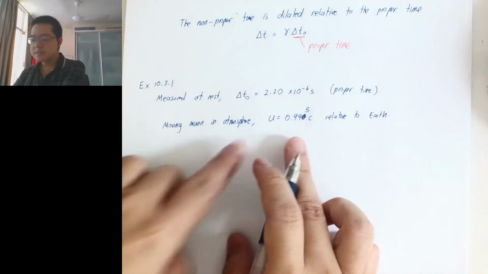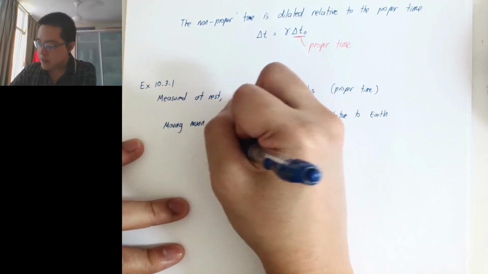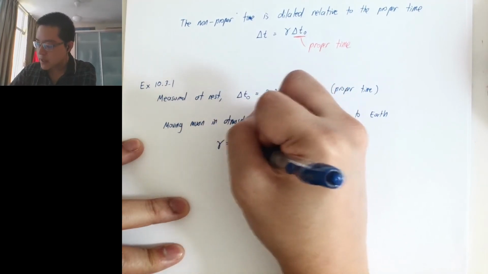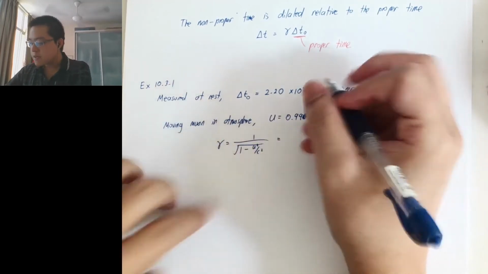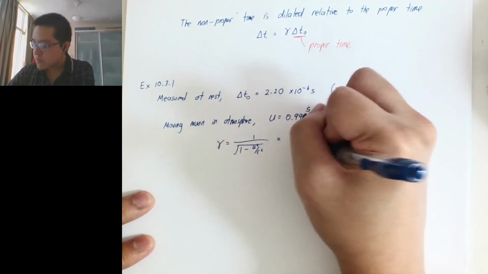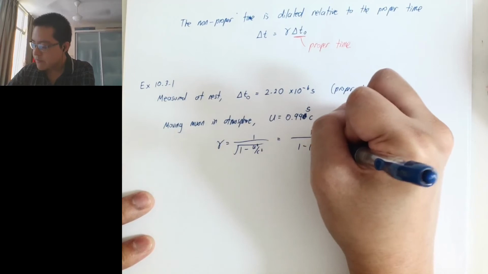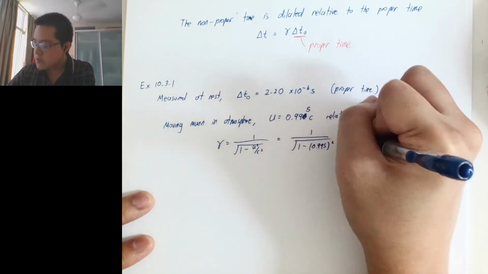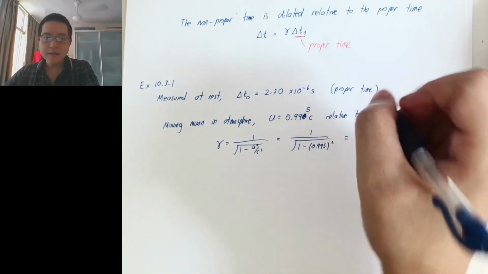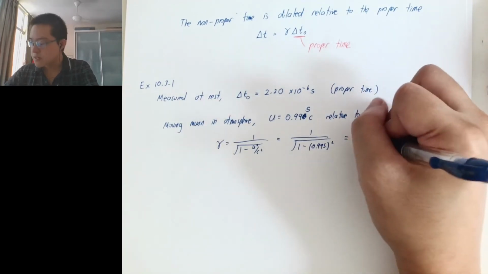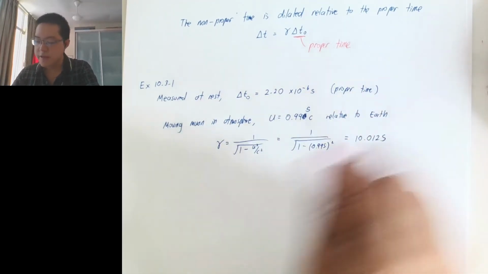From this u, I can calculate my gamma. Gamma is 1 over the square root of 1 minus u squared over c squared. So this is 1 minus 0.995 squared, the square root, and then this number turns out to be 10.0125.